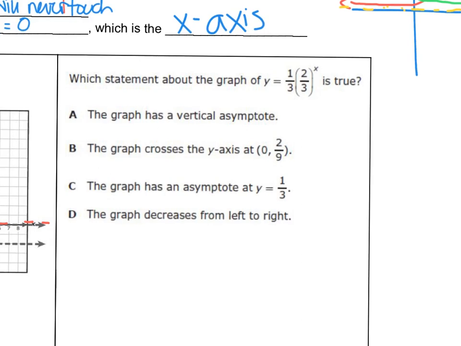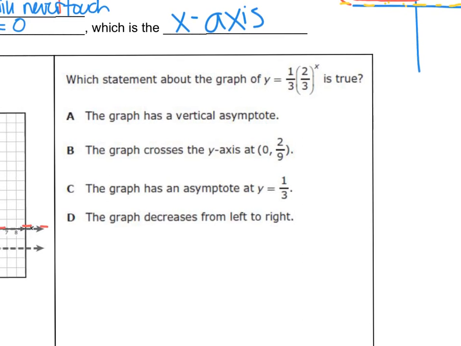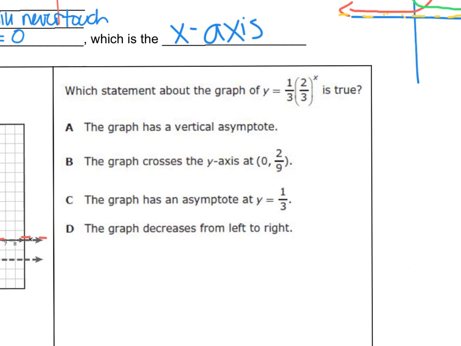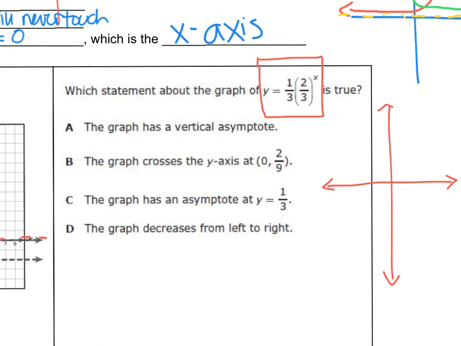Which statement about this graph is true? Whenever we have an equation in Algebra 1 and you're not sure what to do, go into the graph of your calculator and graph that equation. Whenever you graph it, this is how it will look on your calculator. It will look like this.